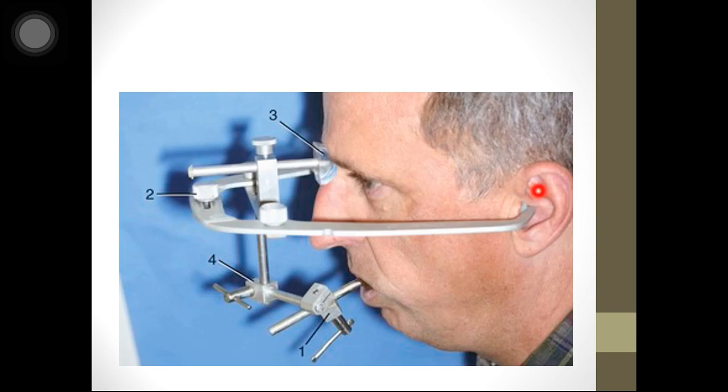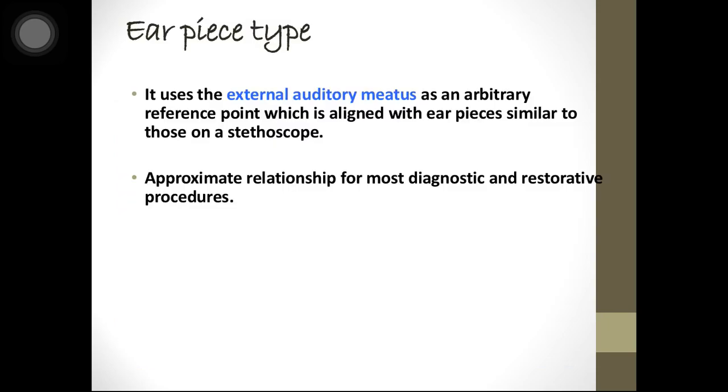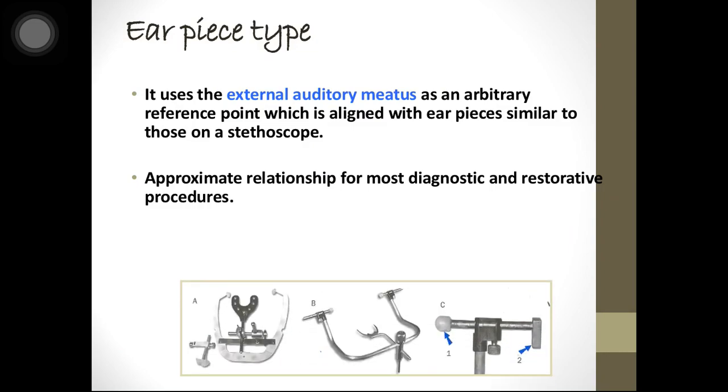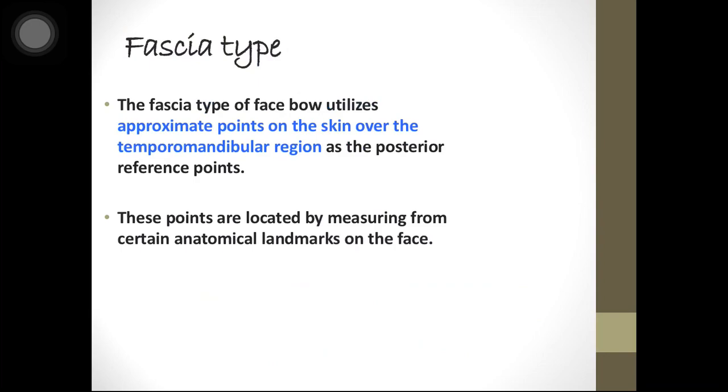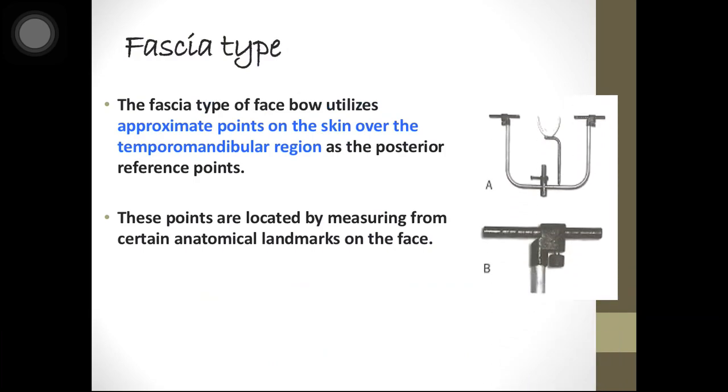This is the earpiece type arbitrary face bow. It uses the external auditory meatus as an arbitrary reference point, which is aligned with earpieces similar to those on a stethoscope, and this approximate relationship is sufficient for most diagnostic and restorative procedures. The fascia type utilizes approximate points on the skin over the TMJ region as the posterior reference point. These points are located by measuring from certain anatomical landmarks on the face.